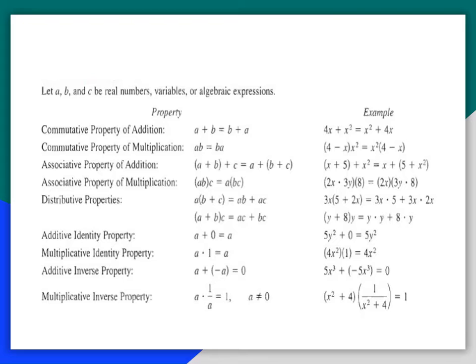Let A, B, and C be real numbers, variables, or algebraic expressions. So that's telling us that all of these properties are going to work for real numbers, variables, or algebraic expressions. The commutative property of addition. This states that A plus B equals B plus A.